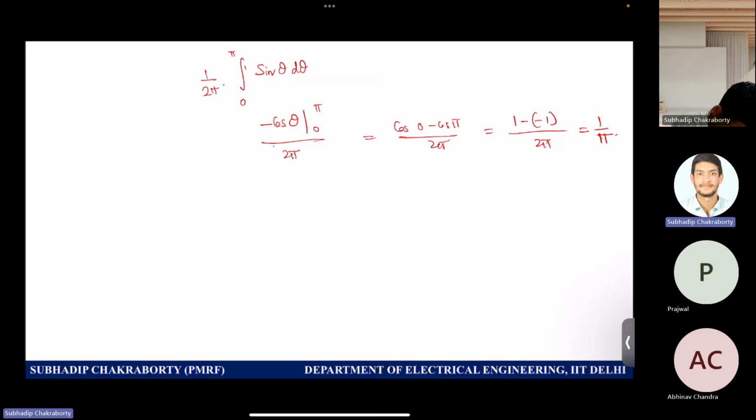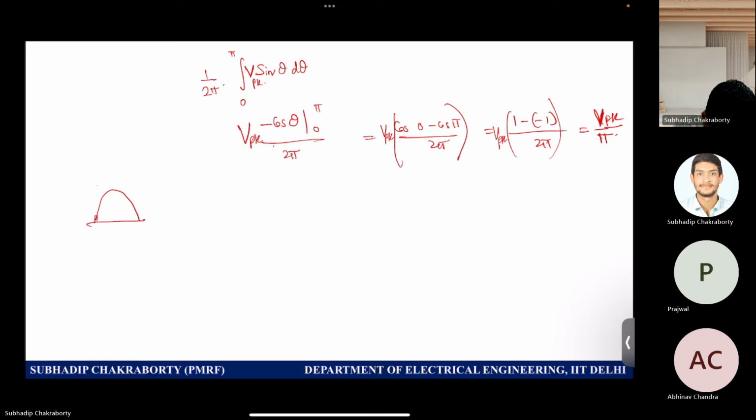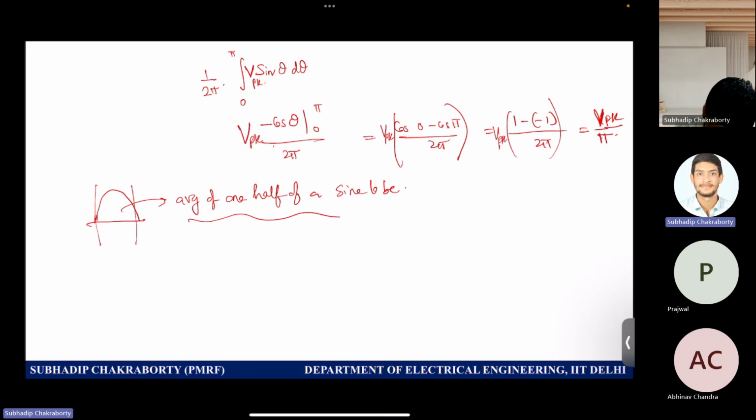So if you have V sine theta, you would have got V peak by pi. So always remember that the average of half of a sine lobe, that is nothing but the area under the curve over the whole time period, is nothing but V peak by pi.